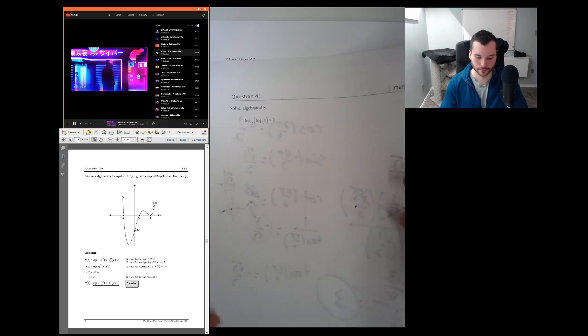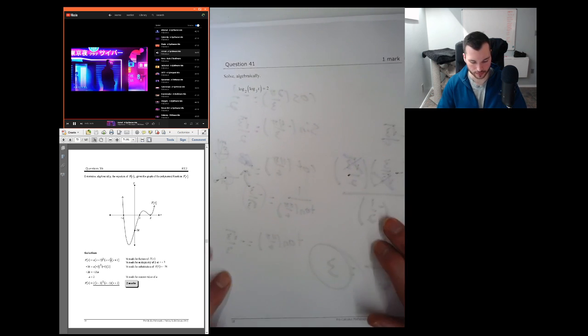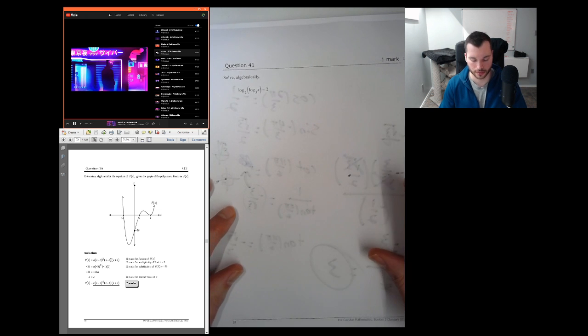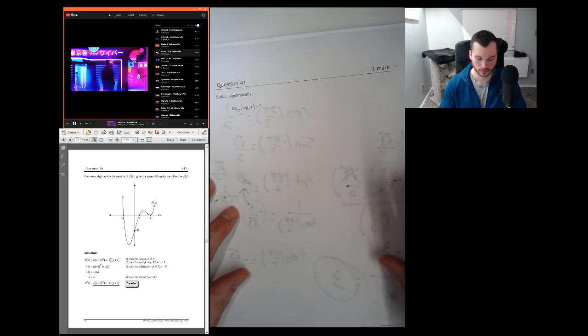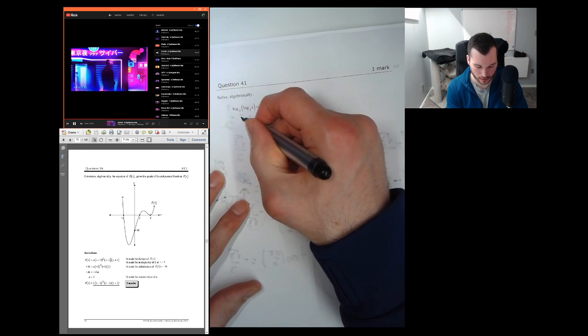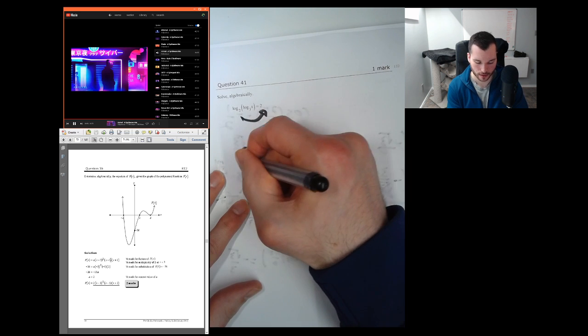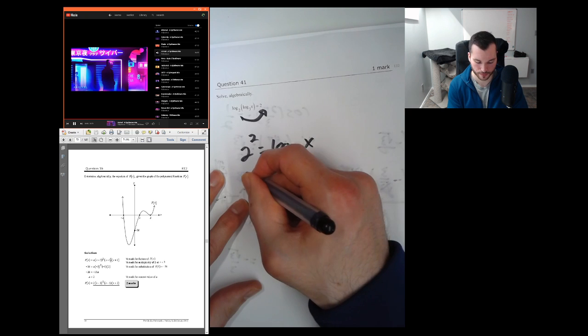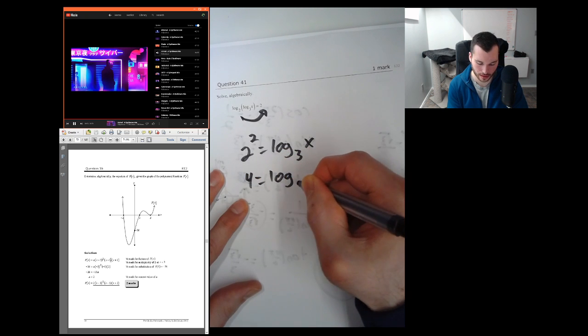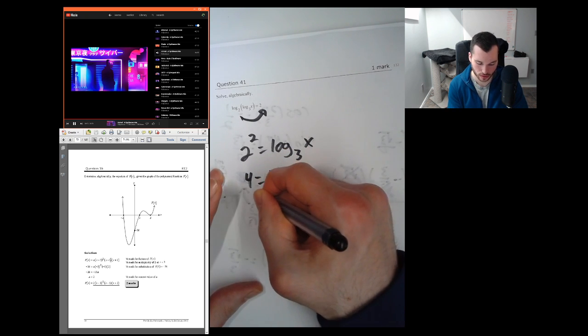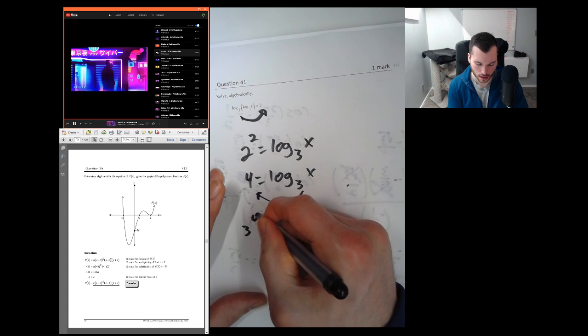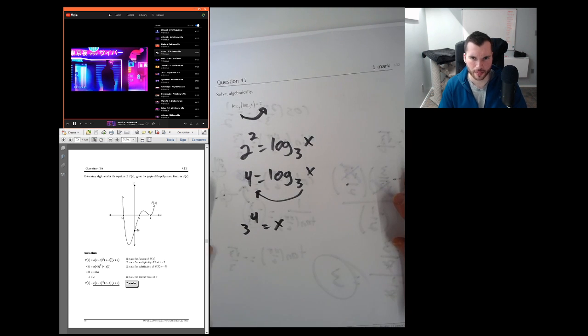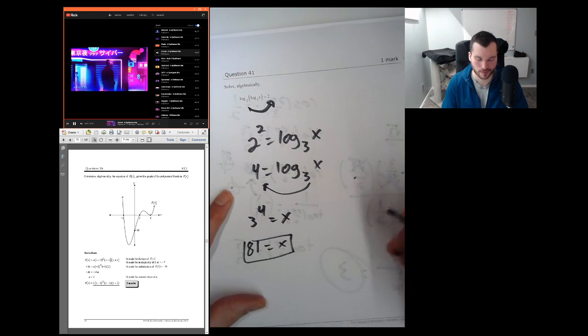Okay. Solve algebraically. Log within a log. Okay. Oh, 1 mark. I like it. 2 to the power 2. So log 3x. 4 equals log 3x. Are you expected to know what 3 to the power 4 is? Yeah, you are.